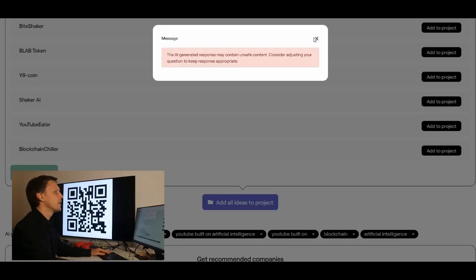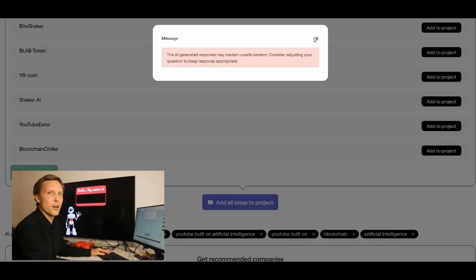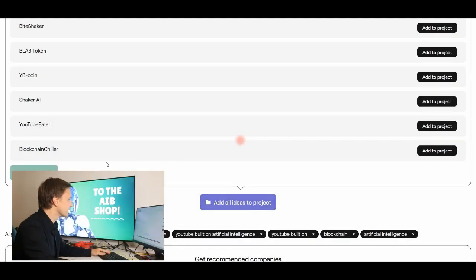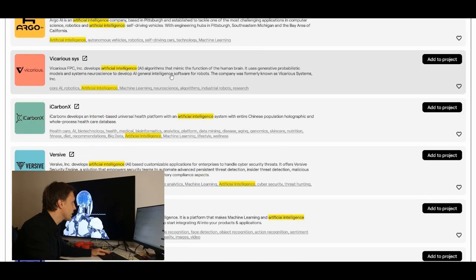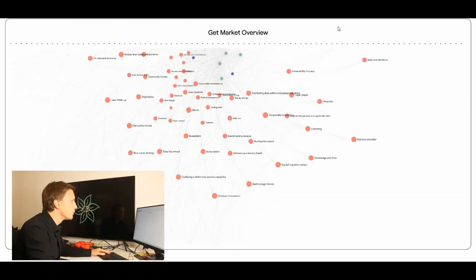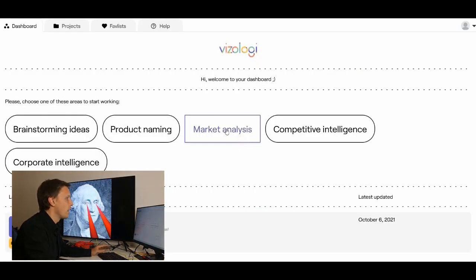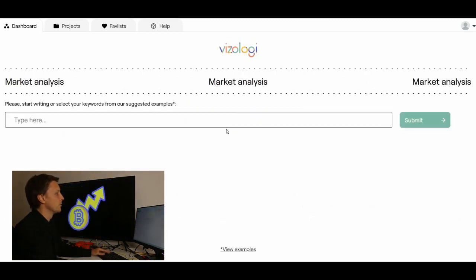The AI generated response may contain unsafe content. Ooh, GPT-3 is trying to destroy us. Again, recommended companies down here. Again, the market overview. Let's get a market analysis now.